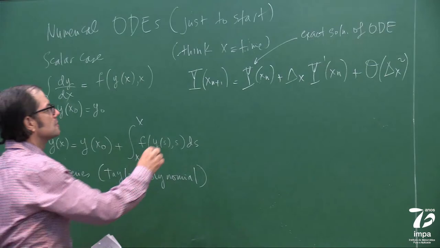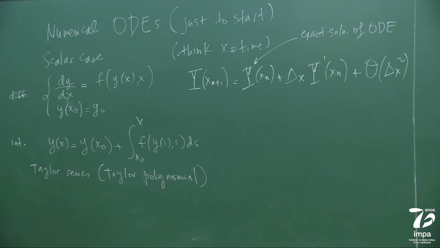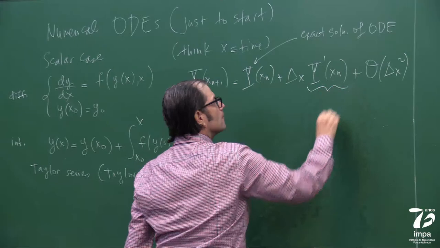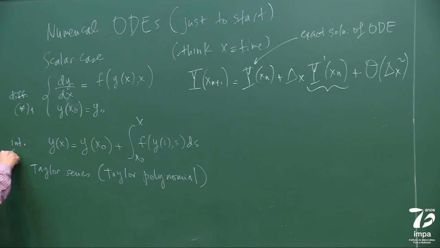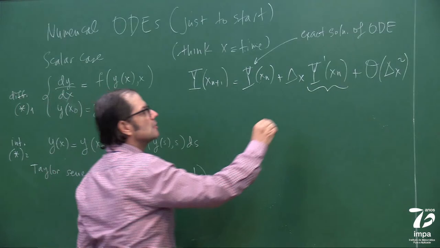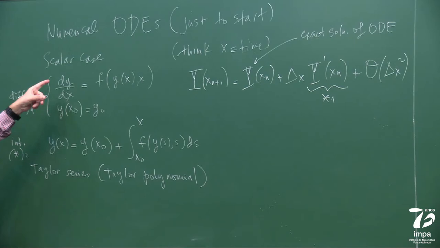which I'll do in a second, for the solution of the difference equation, that is, of the discretized problem. So let me tell you what I'm going to do. So this guy here, let me call this star 1. We'll use this star 2 in a little while. So here I can use star 1 because I'm saying it's the exact solution of this guy.